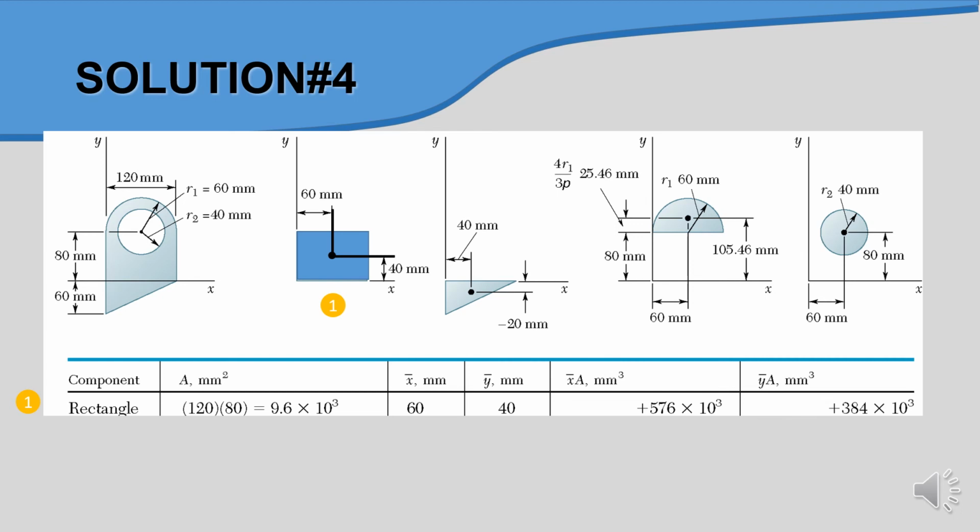In this case we have 40 mm for the y bar, and for the x bar we have 60. This one is 120 divided by 2. We obtain the value of 60. And then you calculate the value of x bar A and y bar A.